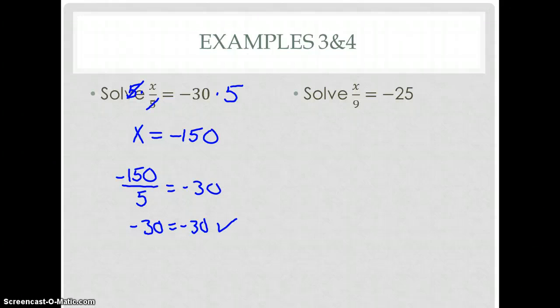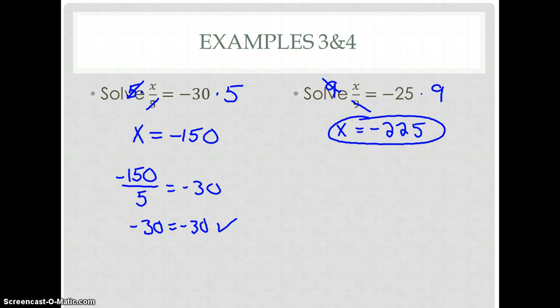Same type of question on the right side here, except we have x divided by 9 equals negative 25. I need to multiply both sides this time by 9. The inverse of dividing by 9 is multiplying by 9. So I have the 9's that cancel. I get x is equal to, well, negative 25 times 9 should be negative 225.